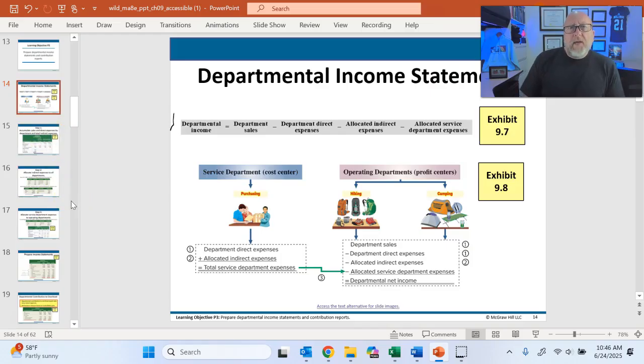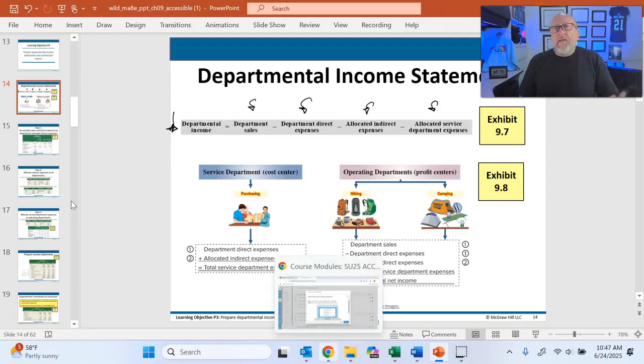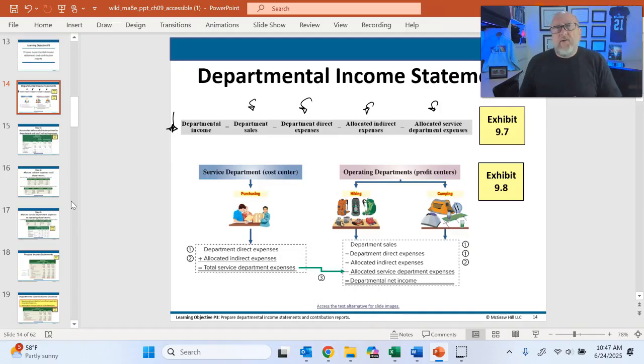Okay, so the departmental income is a function first of its sales, department sales. Then we're going to take all the department's direct expenses. Then we are going to subtract all of the allocated indirect expenses. And then I'm finally going to subtract all the allocated service department expenses. And we went through how we allocate the indirect and how we allocate the service expenses in the previous lecture. So in this discussion, we're just going to tie it all together now, right?